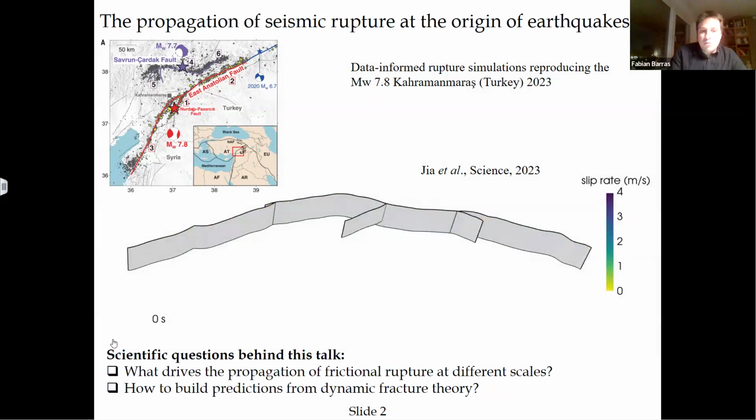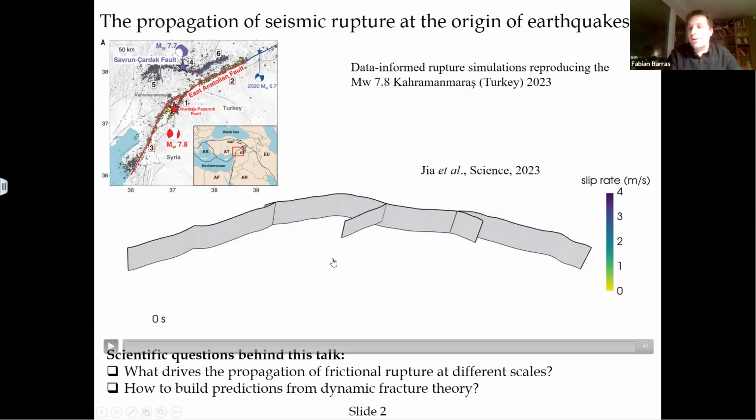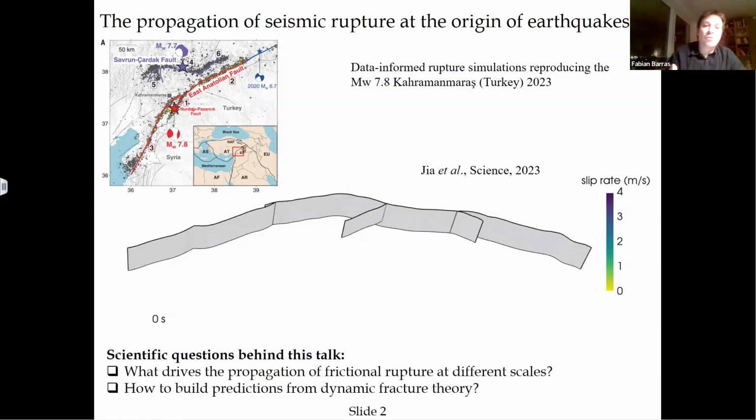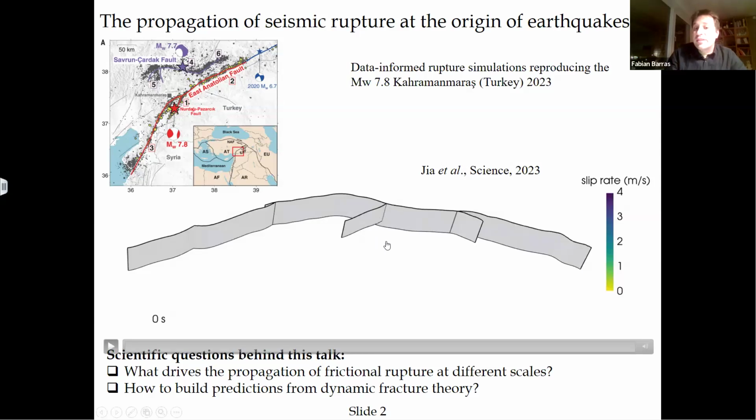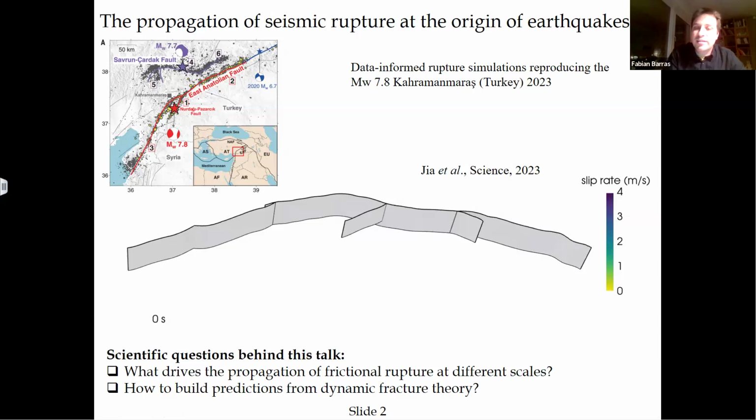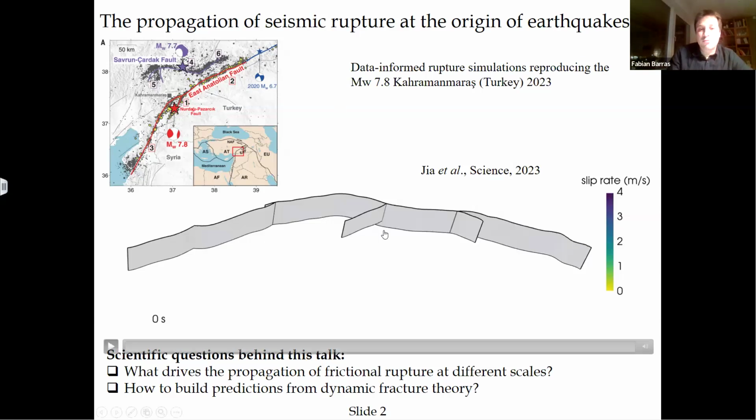And if I have to briefly highlight a few scientific questions that I will mention. The first one is what drives the propagation of this frictional rupture at different scales, from the lab to larger scales, the scale of the fault. And the second question that I will also discuss is how can we use dynamic fracture theory to build predictions? Can we predict, for instance, using dynamic fracture, when this rupture will arrest, how it will arrest? Can we build some quantitative prediction on the propagation of this rupture? And I think this can be of interest, for instance, when we wonder what the size of an earthquake is, because if this earthquake had stopped at this first junction, it would probably have been a completely different event.